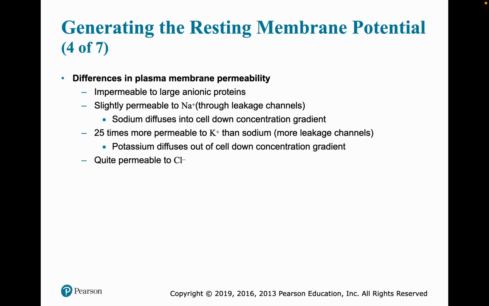The membrane is slightly permeable to sodium. There are leakage channels for sodium, and sodium diffuses down its concentration gradient, so it's more outside the cell than in. It will tend to diffuse into the cell. But the cell membrane is 25 times more permeable to potassium than sodium because there are more of these leakage channels. Potassium also moves down its concentration gradient, so it tends to move out of the cell. And the membrane is permeable to chloride ions.